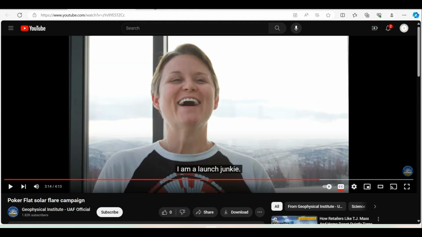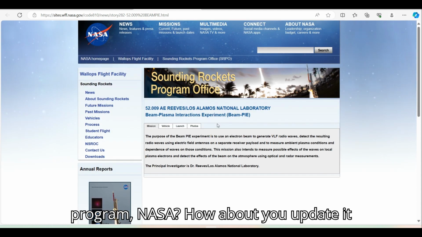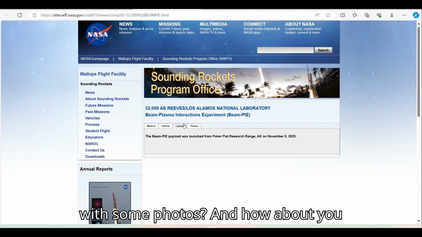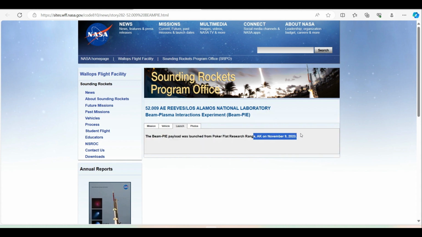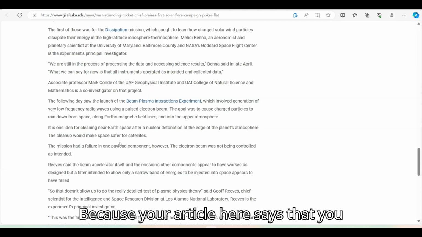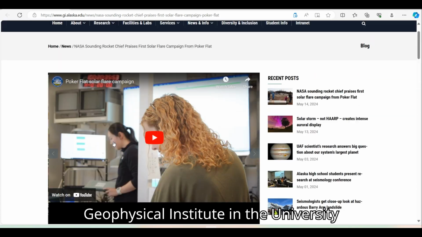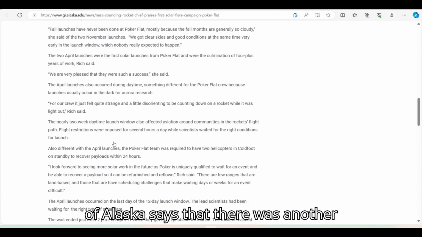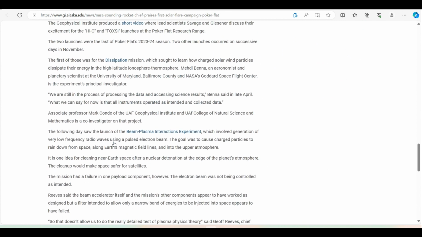Yeah. How about you update your program information on your sounding rockets program, NASA? How about you update it with some photos? And how about you update it with your latest launch that you just did within the last few weeks? Because your article here says that you did. The article that was put out from the Geophysical Institute, the University of Alaska, says that there was another launch aside from those two sounding rocket launches that involved a beam plasma interactions experiment.